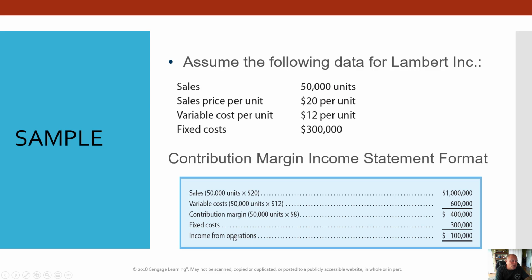But we can also work backwards to figure out if we want an income from operations to be X, what do we need to do? So these are all the variables that go in there. And all the modeling that we do to help make decisions again is to modify these and see what the impact is.